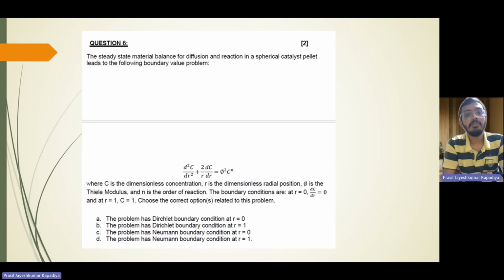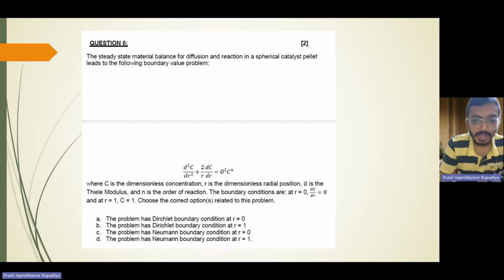Question 6. The steady state material balance for diffusion and reaction in a spherical catalyst pellet leads to the following boundary value problem: d square C by dr square plus 2 by r dc dr is equal to phi square into c raised to n, where c is the dimensionless concentration, r is the dimensionless radial position, phi is the Thiele modulus, and n is the order of reaction. The boundary conditions are at r equal to 0, dc dr is equal to 0, and at r equal to 1, c is equal to 1. Choose the correct option or options related to this problem.